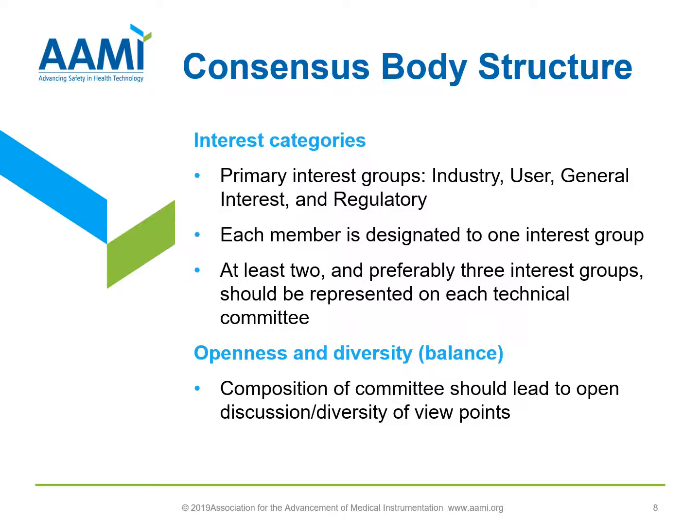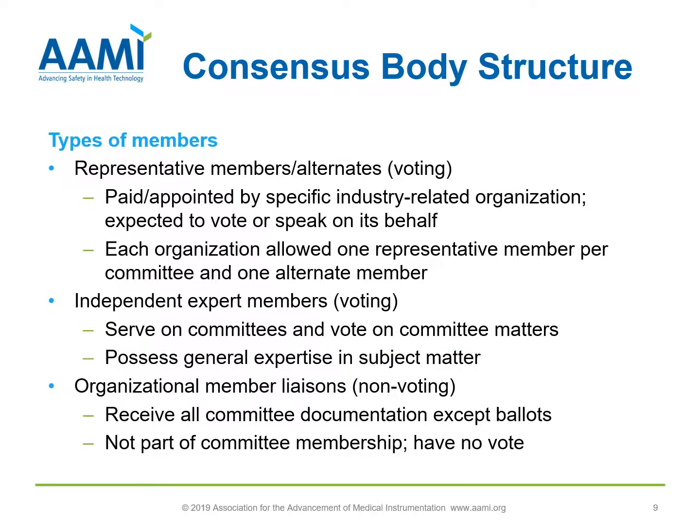Each individual is designated into one of the interest groups. AAMI's goal is to have a balanced representation of each group on every technical committee. A wide range of perspectives result in high-quality documents. Now we're going to move on to the types of members that make up each consensus body. There are 3 possible positions to be in: primary voting, alternate voting, and the non-voting organizational member liaison.